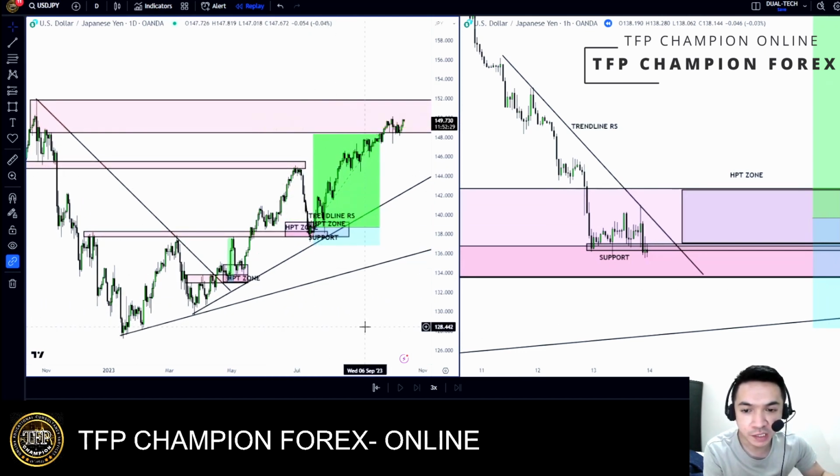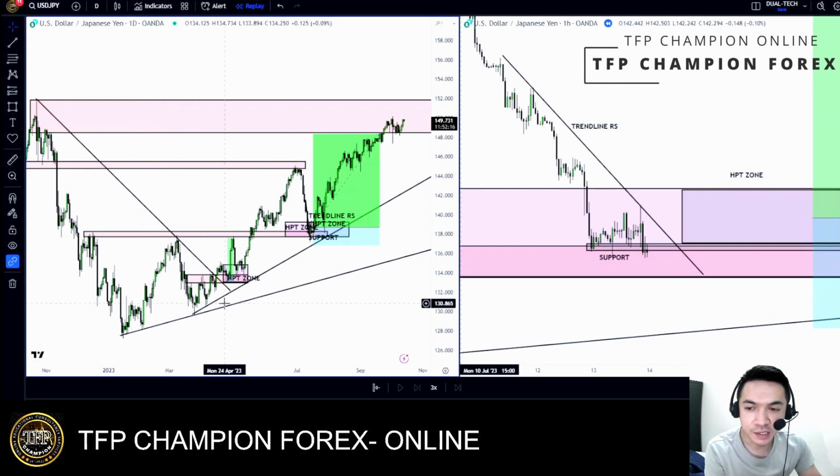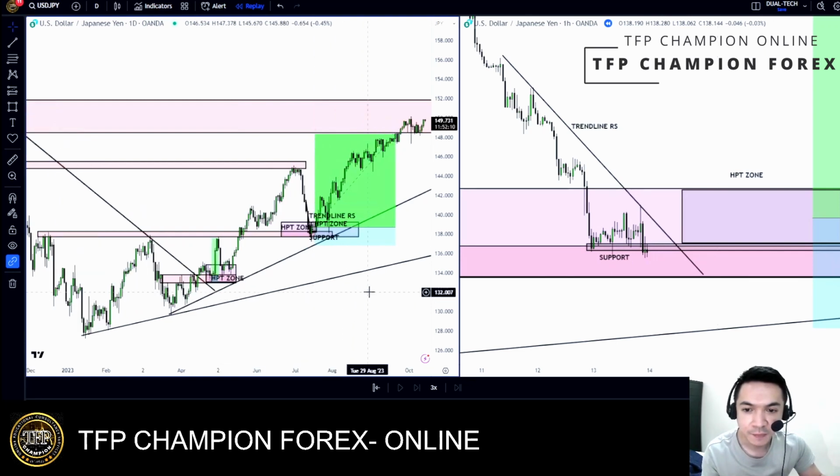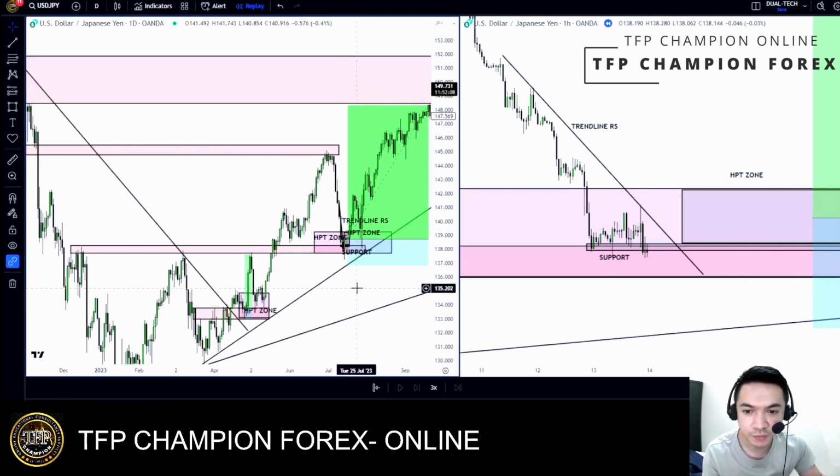Kailangan makabalik yung price dito because from that, I will look for a bullish opportunity dahil ako ay nasa ibabaw ng horizontal support, sa ibabaw ng trend line support, and I have broken this trend line resistance from the past few months on a higher time frame. So, ibig sabihin, my projection is our HPT zone would be at this level.